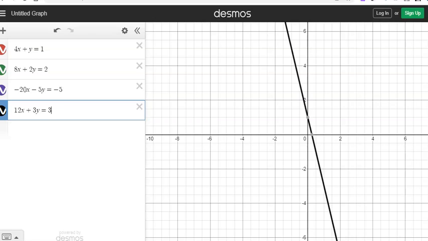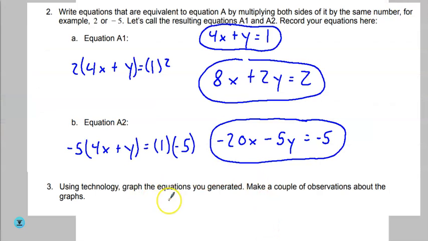So no matter what, as long as you multiply the left side and the right side by the same number, you're not changing the line. You're just changing the coefficients and the constant, but you're keeping it all equivalent. All right, so make a couple of observations about your graph. You can write in what you just observed. They are the same line. They have the same y-intercept, same x-intercept.